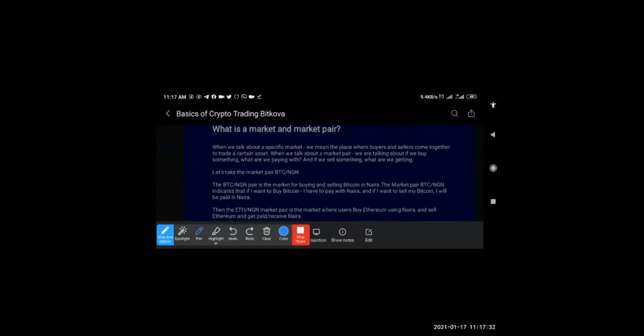Okay, so let's say, for example, I enter the market using NGN and I want to get Ethereum. The pair that I will be looking for is Ethereum NGN. This is the pair that will give me the Ethereum that I want, that is Ethereum and Naira. So I will sell my Naira, and in return, they will give me Ethereum. This is trading, because you sold your Naira and got Ethereum.